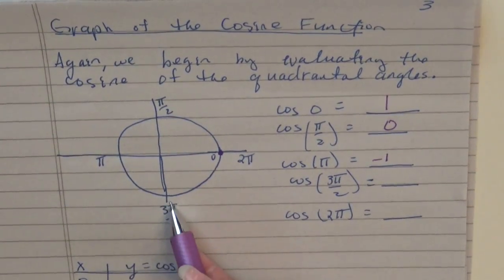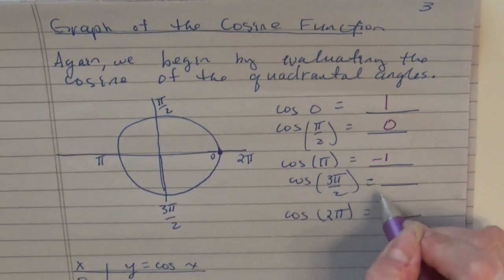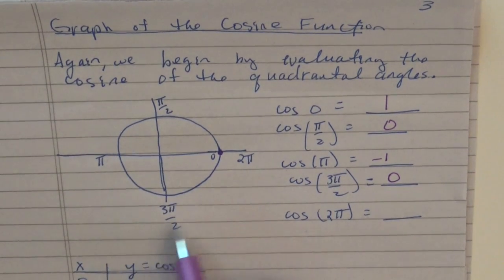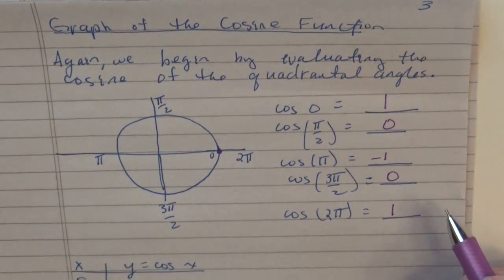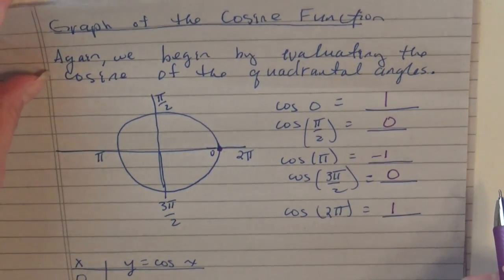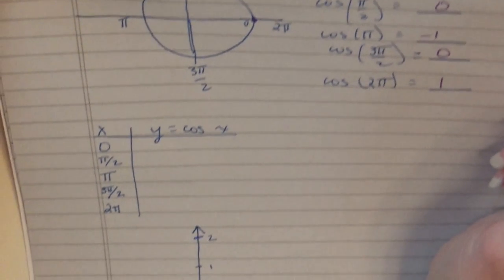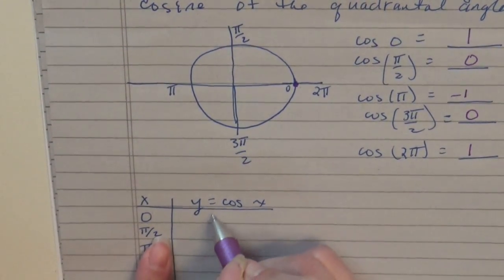Cosine of 3 pi over 2 is 0. And cosine of 2 pi is the same as cosine of 0, is also 1. And you can see how it begins to repeat after that. So we could fill in our table. So when x equals 0, y equals 1.